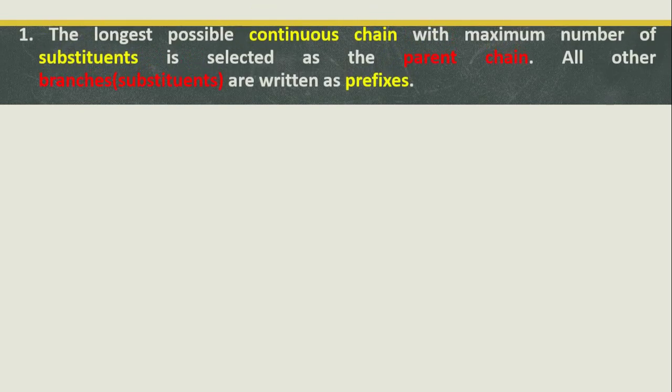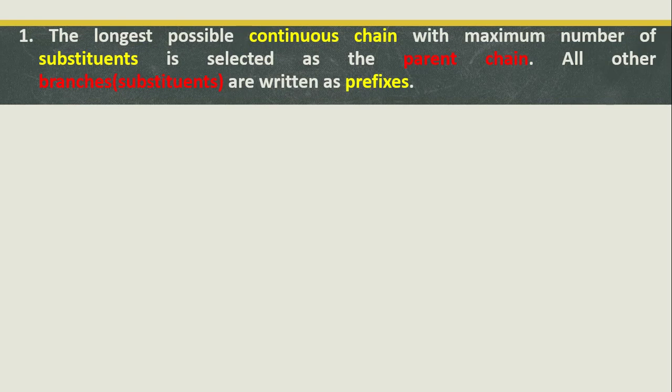The first rule to remember is that the longest possible continuous chain that has the maximum number of substituents is to be selected as the parent chain, and all the other branches or substituents are written as prefixes. So let's take an example and show how we can select the longest possible continuous chain, or the parent chain.